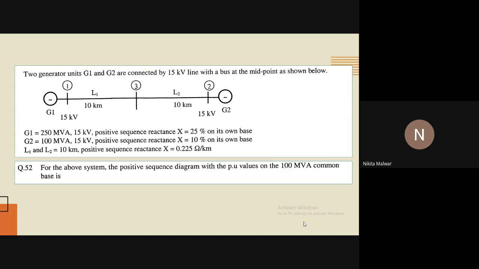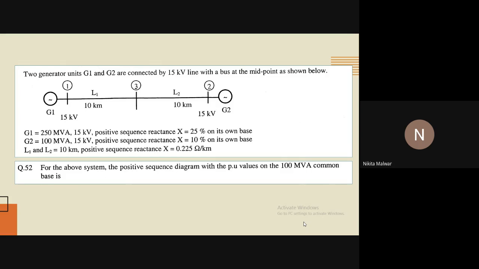In this single line diagram, two generators are given, G1 and G2, and between these two, transmission lines are connected. That means generator 1 is connected to bus 1, the transmission line is connected between bus 1 and bus 3. Again, the next transmission line is connected between bus 3 and bus 2. And the last terminal of bus 2 has generator 2.